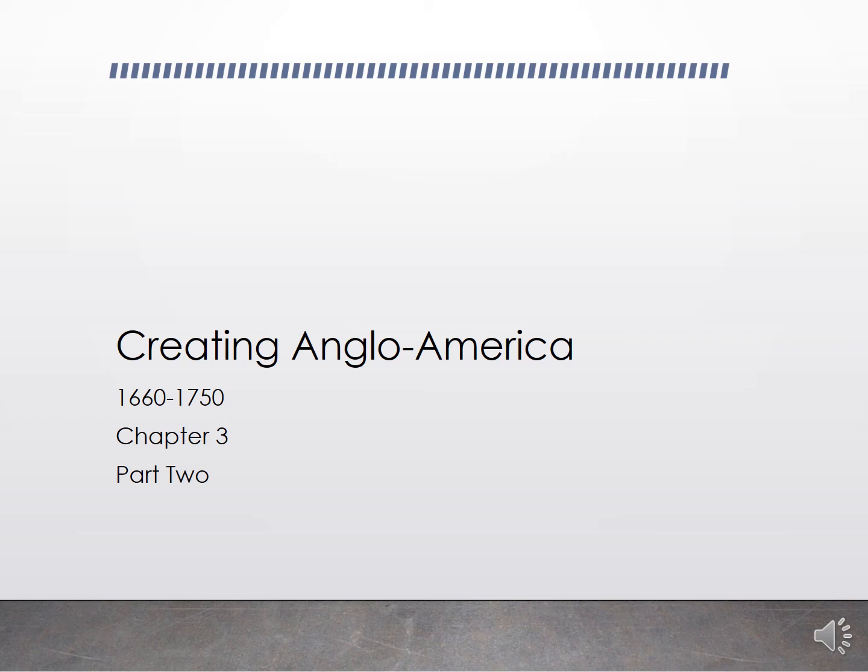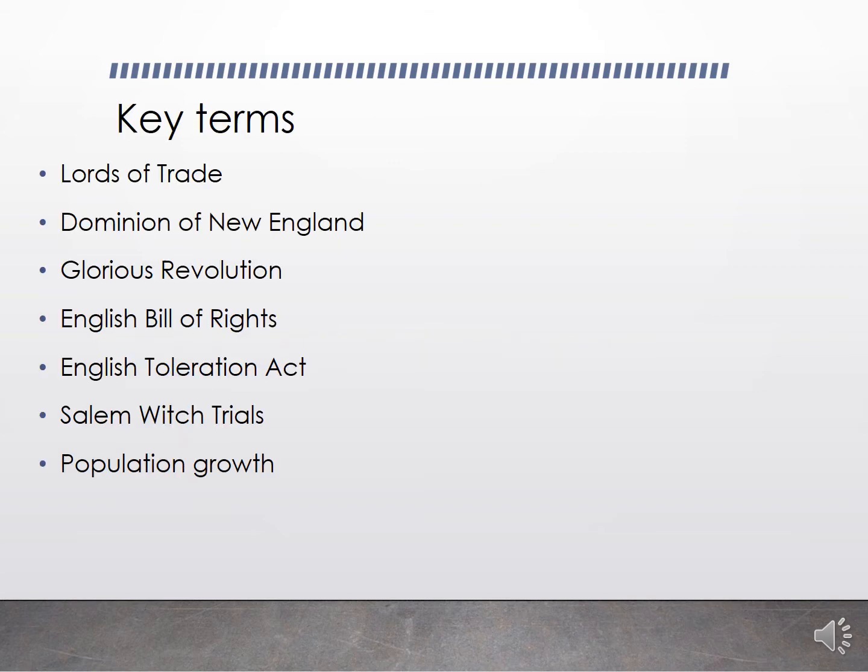And we're going to get into Chapter 3, Part 2. This is Part 2 of Creating Anglo America. We are talking about the time period between 1660 and 1750, all the time period leading up to the American Revolution. And here you have your list of key terms.